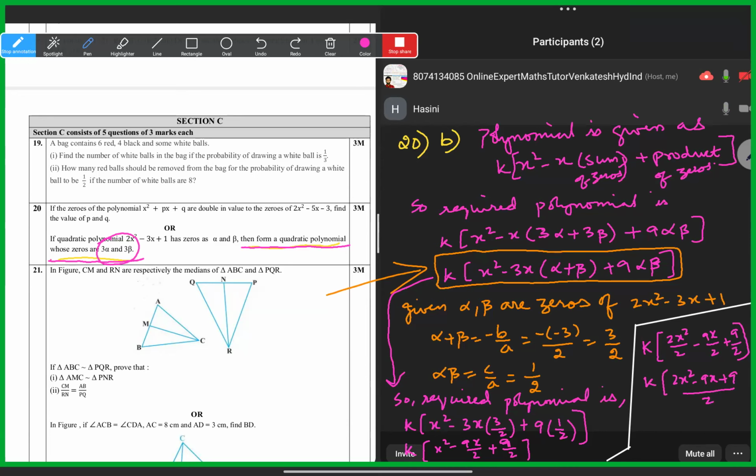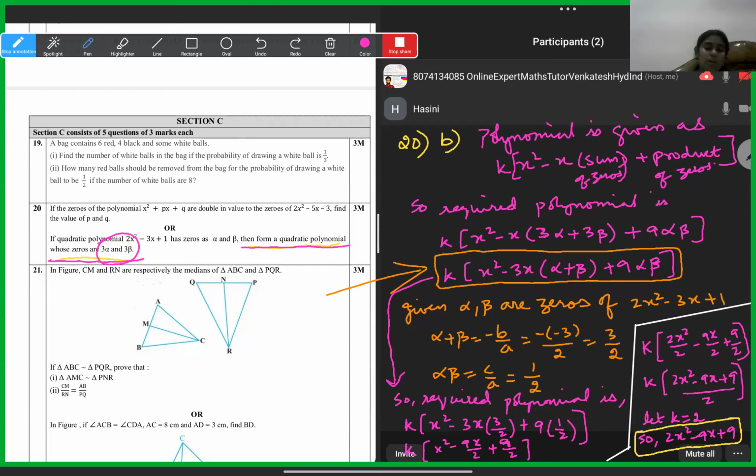So we will take let k is equal to 2. So 2 will get cut, Hasni. So the required polynomial is 2x square minus 9x plus 9. Because when we take k as 2, 2 and 2 overall, the denominator 2 will get cut. Yes, sir. Any doubt, Hasni? No doubt, sir.